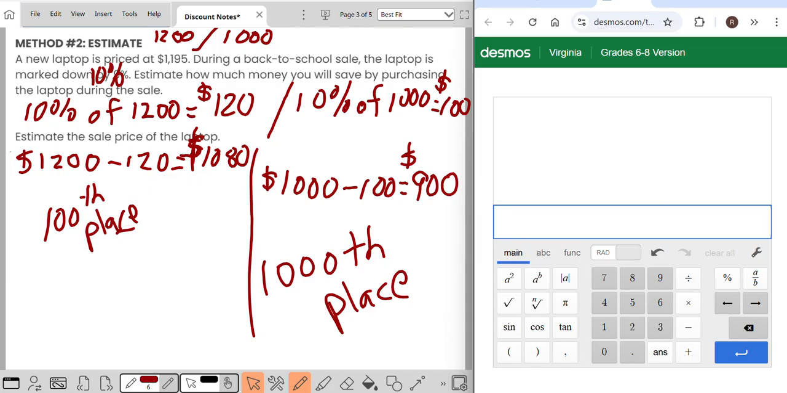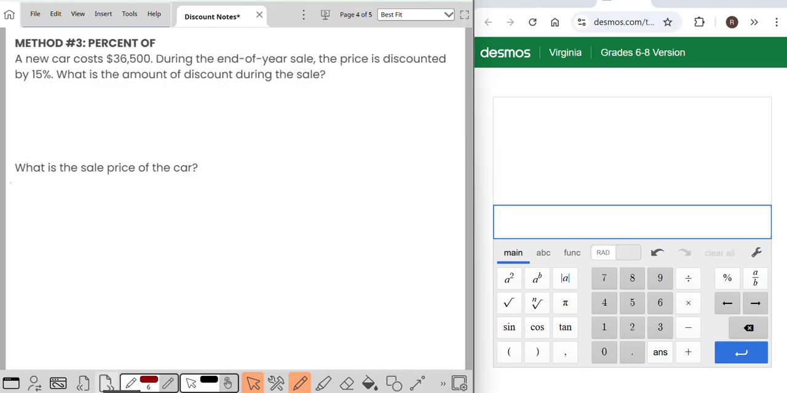The next model is basically something I've already shown you, so I kind of cheated a little bit. Let me go ahead and look at that. Let me get my cursor back where it belongs. There you go. So it says a new car costs $36,500. During the end of year sale, the price is discounted by 15%. What is the amount of the discount?